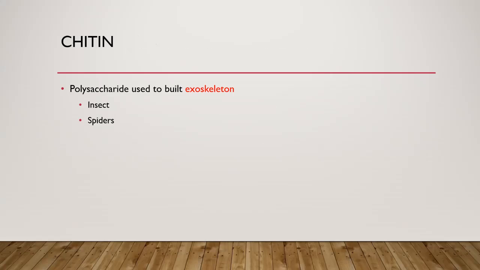Chitin. Chitin is a type of polysaccharide that is used to build exoskeletons. The animals that use chitin to build exoskeletons are arthropods. Examples would be insects or spiders.